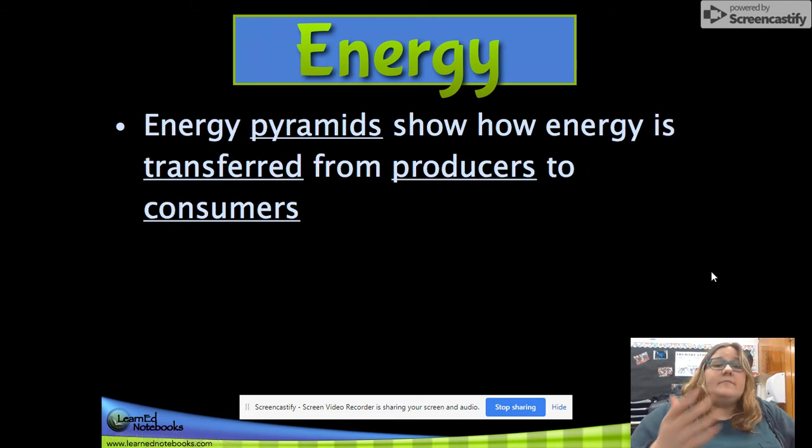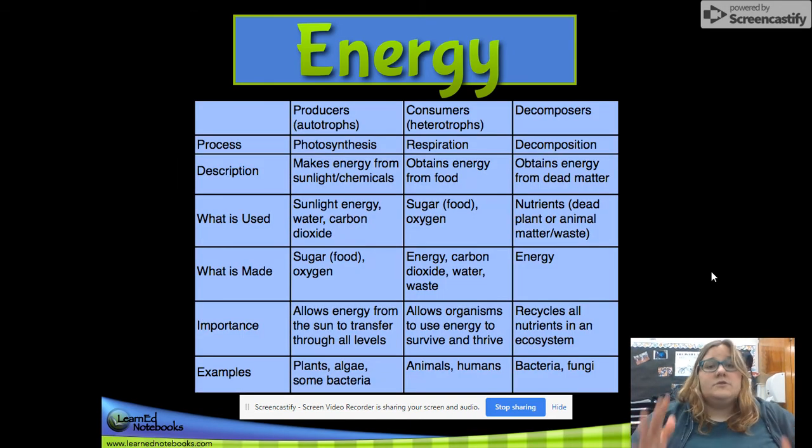Okay. As I just said, they show how the energy is transferred from producers to consumers to decomposers. I know it doesn't show it up here, but write it in your book. Producers, consumers, to decomposers. So you have 3 things. What are they? How do we use them? I know, lots of writing, y'all.